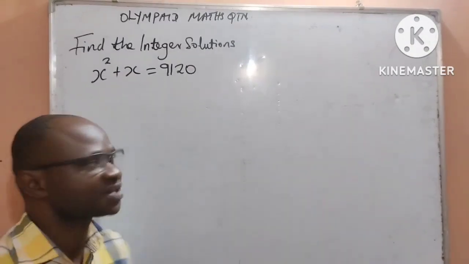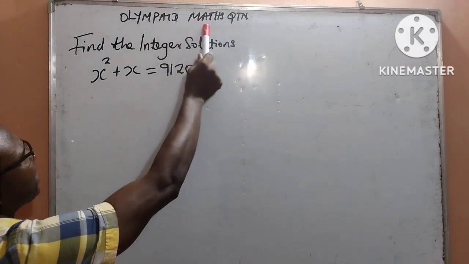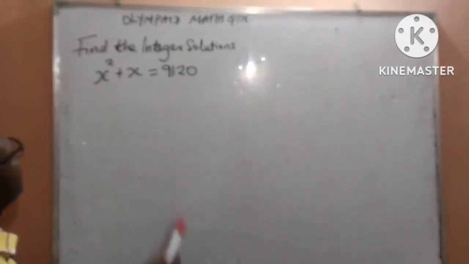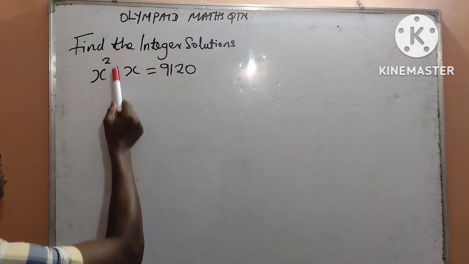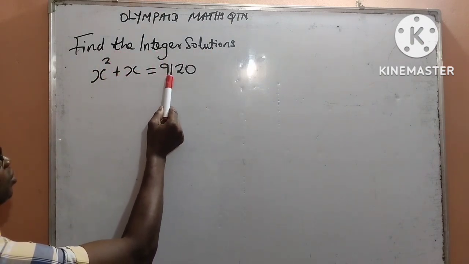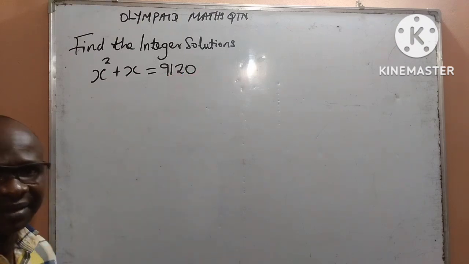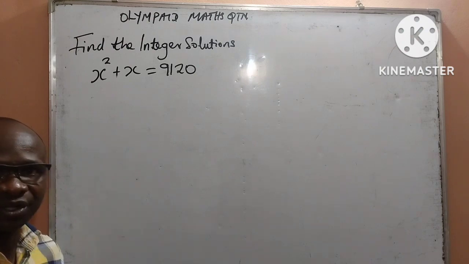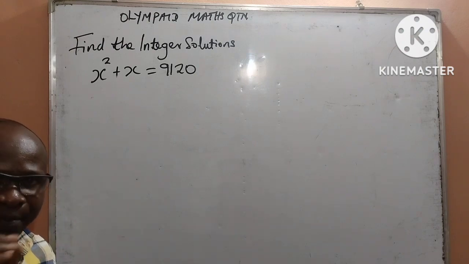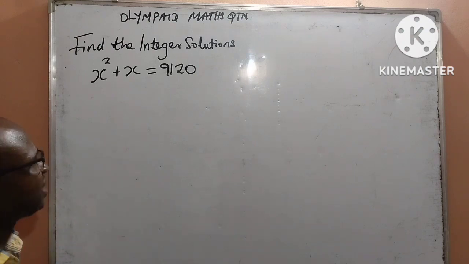In today's math class, we shall be solving an Olympiad math question, where we are given to find the integer solutions of x^2 + x = 9120. Now, I want you to watch this video till the end. It is going to be a brief video. It is not going to take your time.